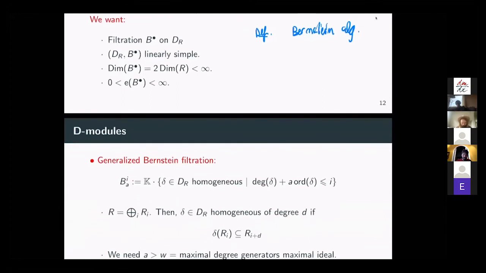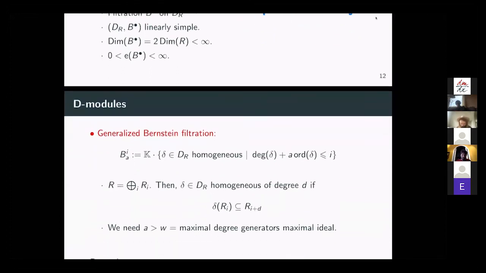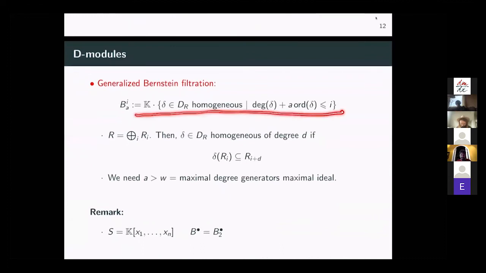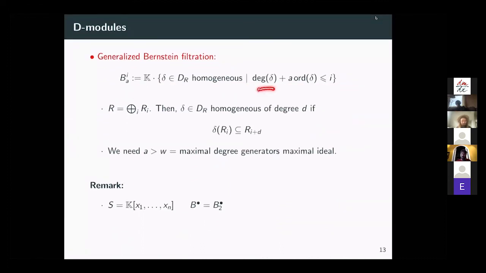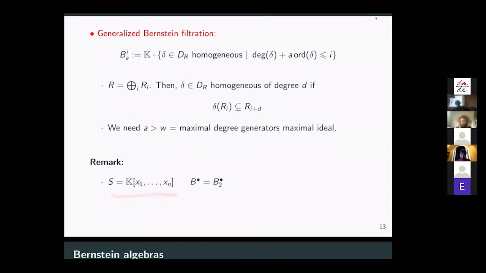Okay, so the first step is to give some filtration. So we propose to give this generalized Bernstein filtration that depends on the degree of the differential operator and the order. The order is clear. The degree is just because this is a graded ring. We say that delta is homogeneous of degree D, if it satisfies these conditions. Okay, so in the polynomial ring case, the Bernstein filtration is just the Bernstein filtration for A equal to 2, just because the degree of the partial derivatives is -1, and the degree of xi is equal to 1. Okay, so this is very natural.